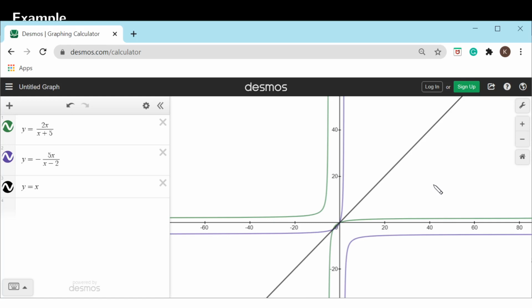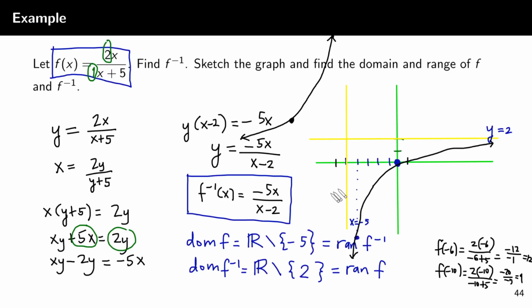Horizontal asymptotes become vertical asymptotes become horizontal asymptotes. Okay. Anyway, so much for that example. Okay. Let's look at another one.